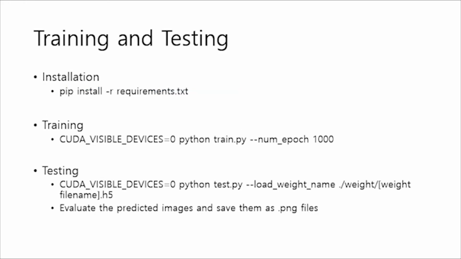In order to run our published code, you need to install the necessary libraries first. After installing the libraries, you can train the network by running the train.py code. You can run the trained network through the test.py code, and the result images will be saved as a PNG file.